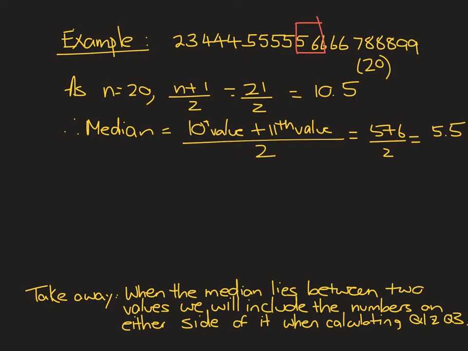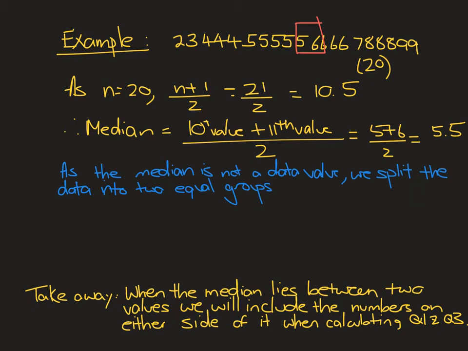Then the really important thing to note with this example is, as the median is not a data value, we can split the data into 2 equal groups. When we do that, we're going to get the following 2 data sets. We're going to get 2, 3, 4, 4, 4, 5, 5, 5, 5, 5. And then we're going to get 6, 6, 6, 6, 7, 8, 8, 8, 9, 9.